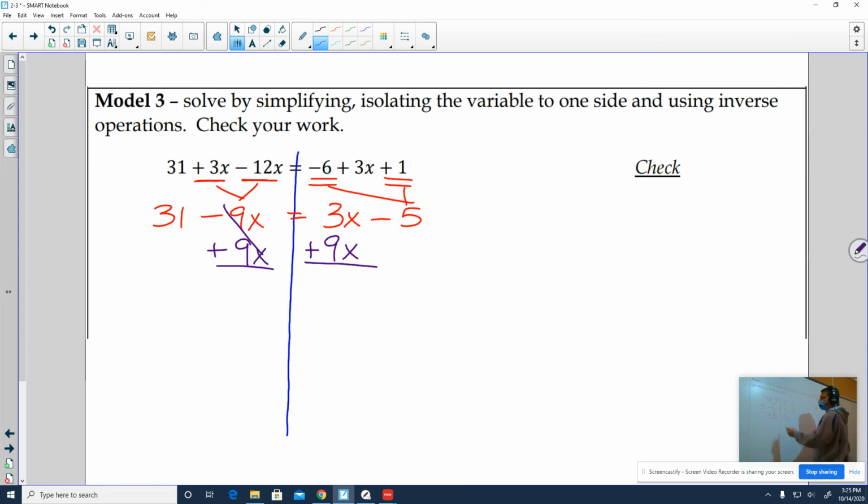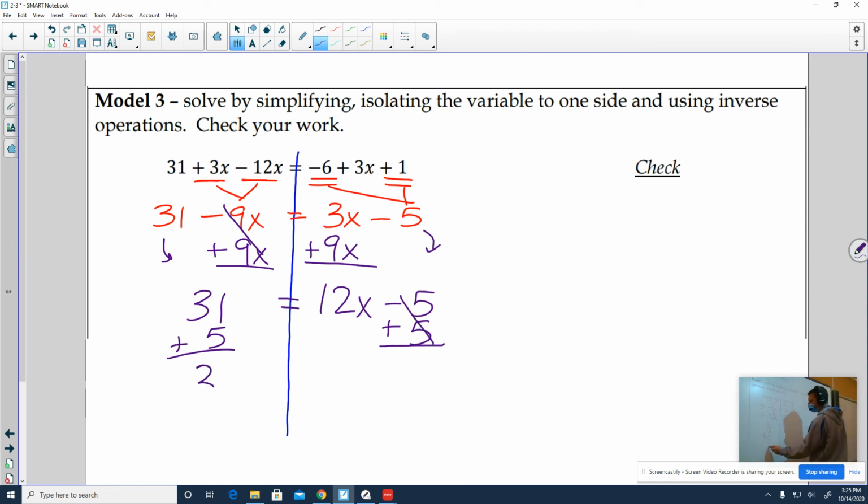Okay, so bring down my 31 here because 31 is the only thing left on the left. And 9x plus 3x will give me a 12x. And this minus 5 has got to come along for the ride as well. And bam, here we are, two-step equation. Let's get rid of this negative 5 over here by adding 5 to both sides. So 31 and 5 is 36.